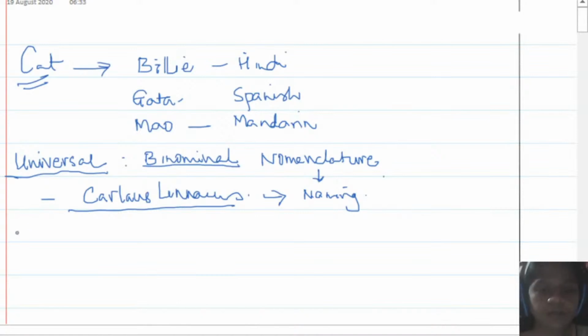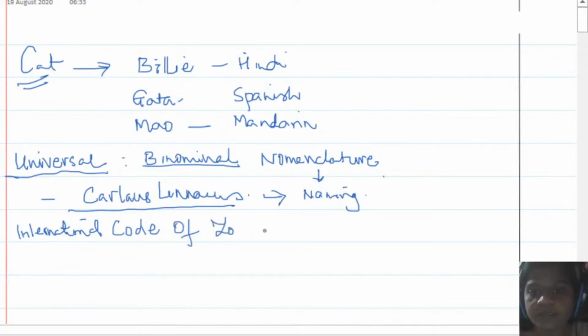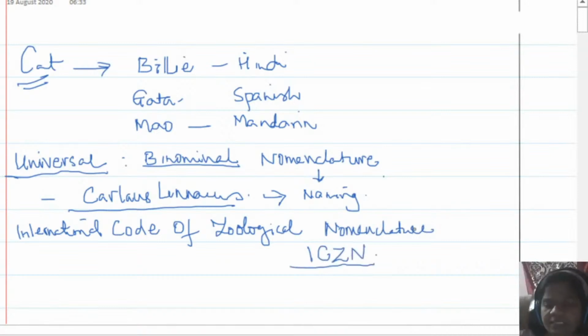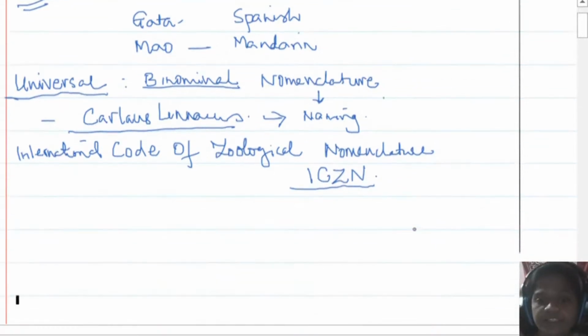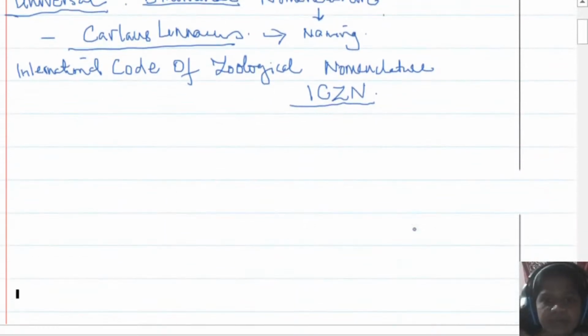They have to follow the International Code of Zoological Nomenclature, ICZN. International Code of Zoological Nomenclature. They have to follow these rules. So now let's see what is this binominal nomenclature.